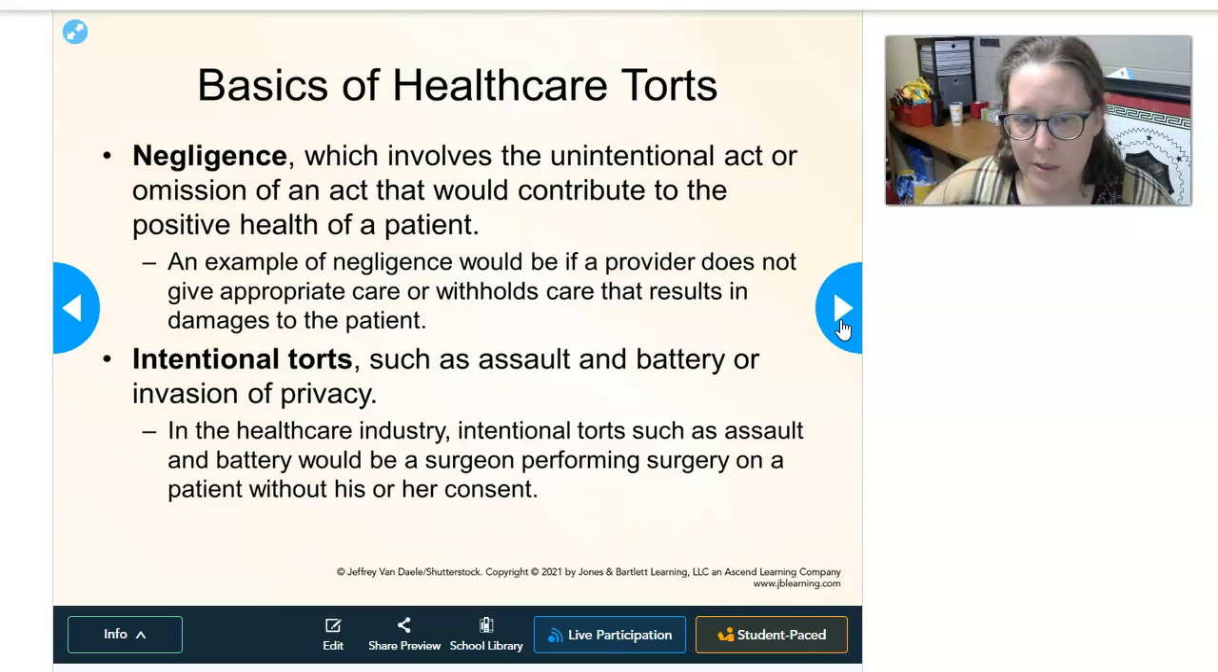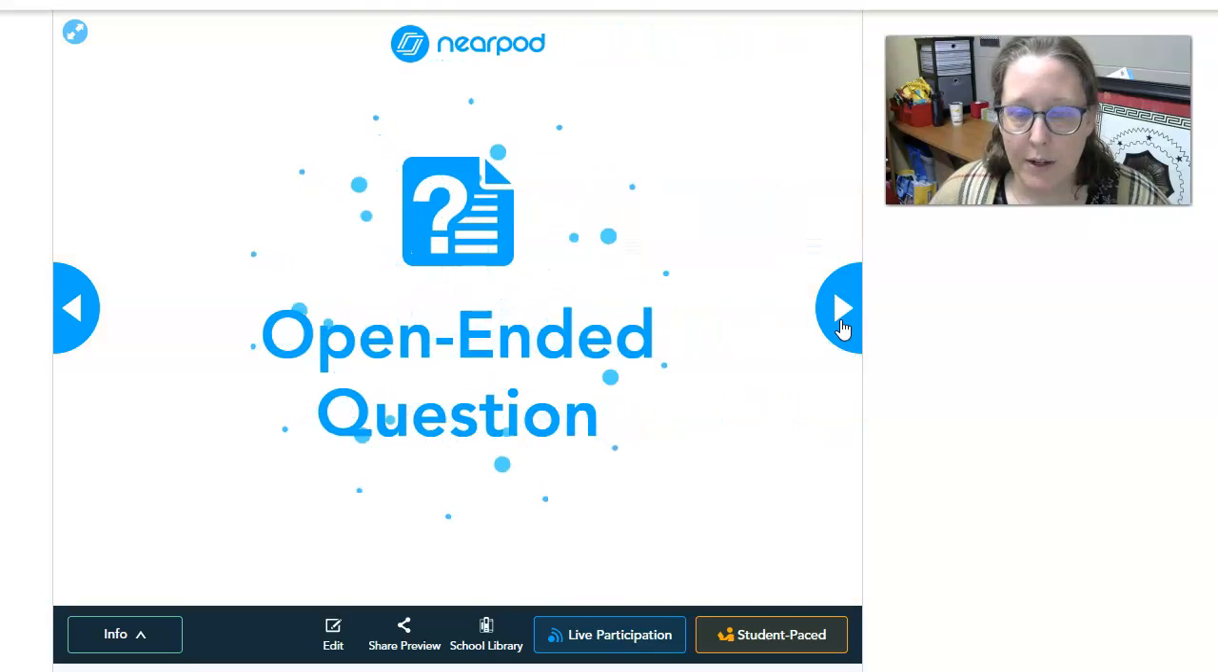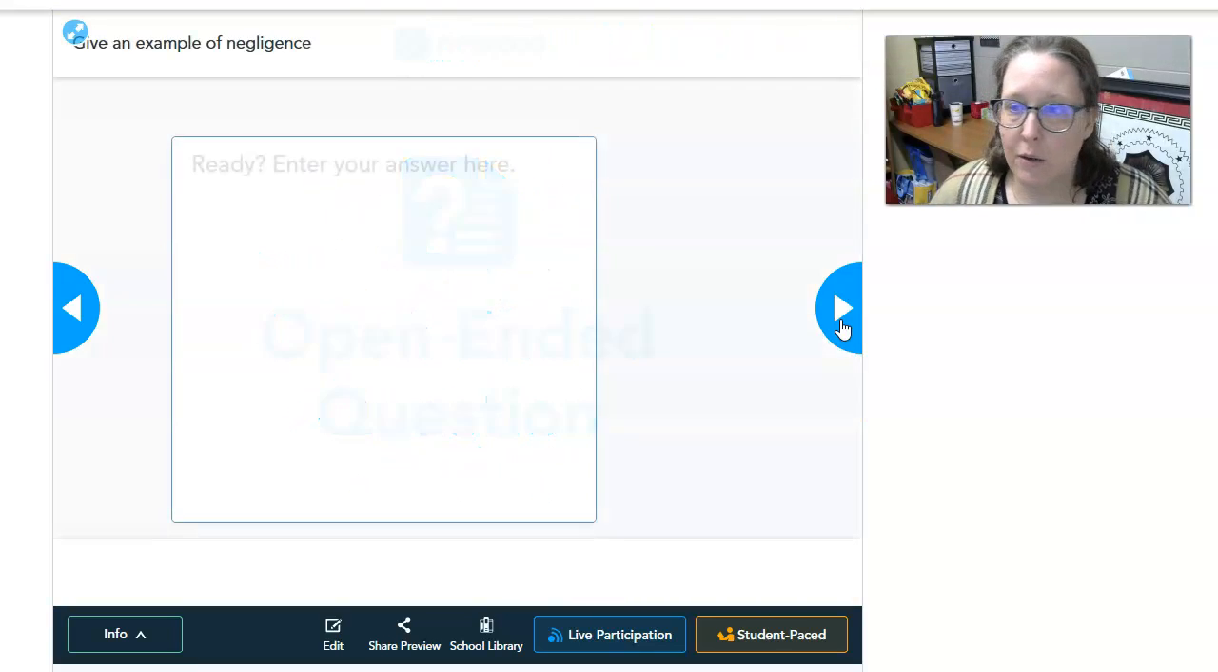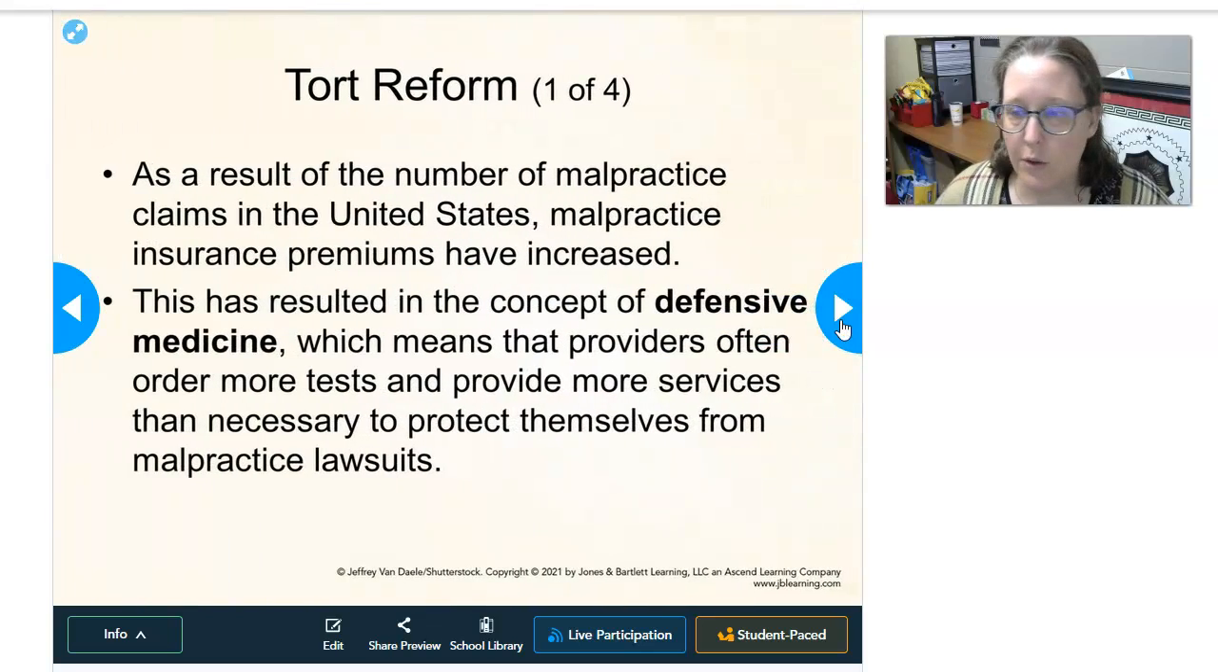And so there's some gray areas there, but you have to obtain consent, if at all possible, before you do any kind of procedures to any patient. All right, so on this one, just give me an example you can think of negligence. And you can think specifically to your chosen field, your practice healthcare field.